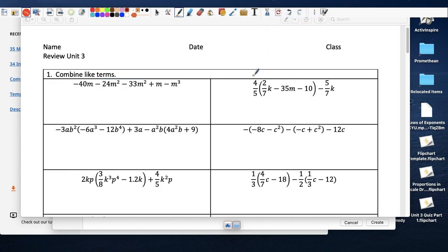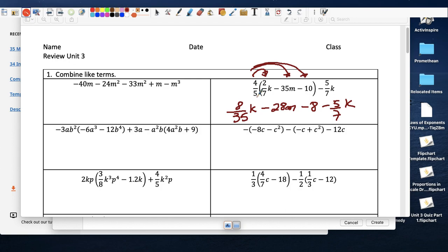This one, it's also combined like terms, but you have to do the distributive property first. Okay, so 4/5 times 2/7, well, it's just 8 over 35k. Next one is positive and negative. It's going to be negative. And 4/5 times 35, let's see, it's 28m. Positive times a negative is a negative, and 4/5 of 10 is just going to be 8. And then minus 5 over 7k.